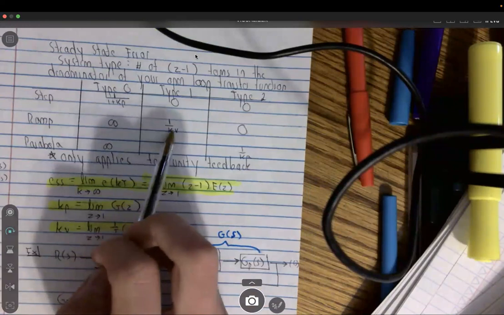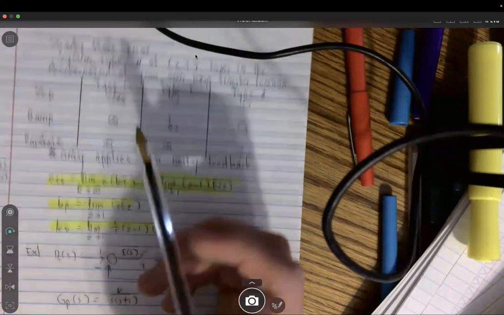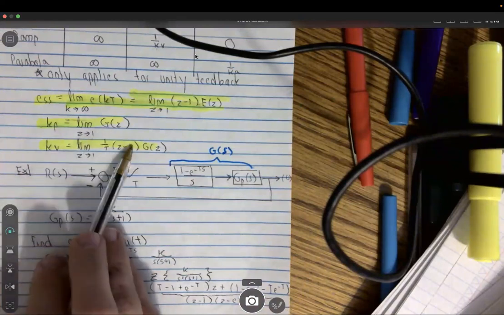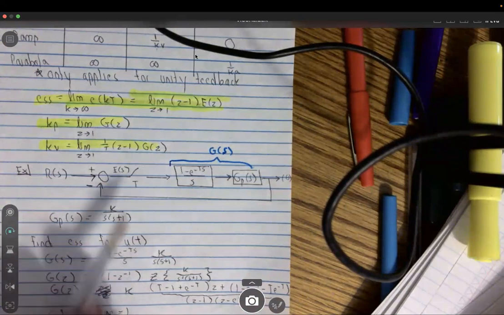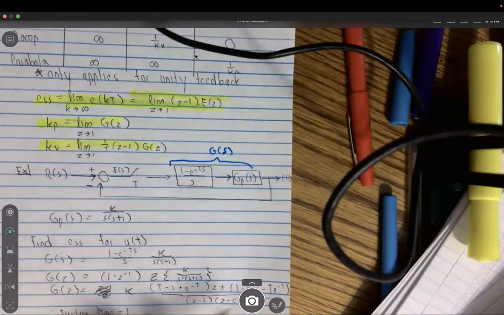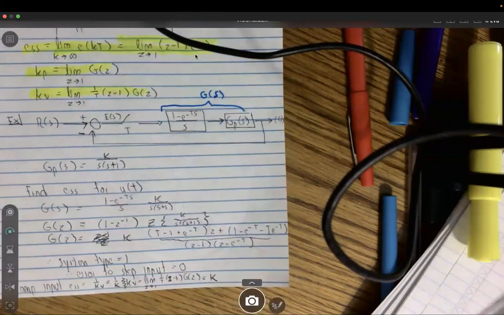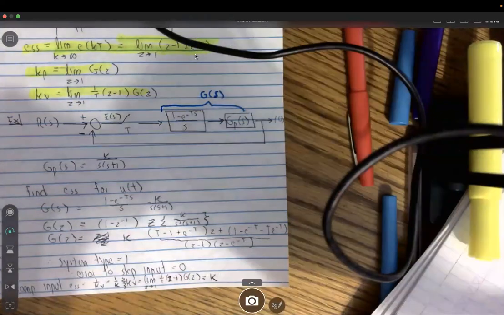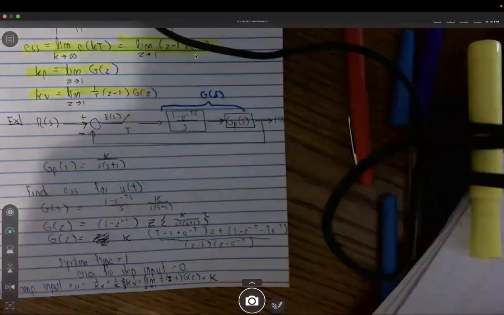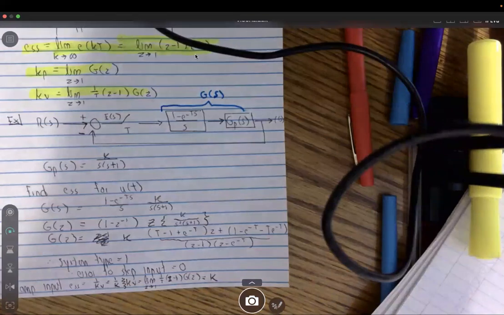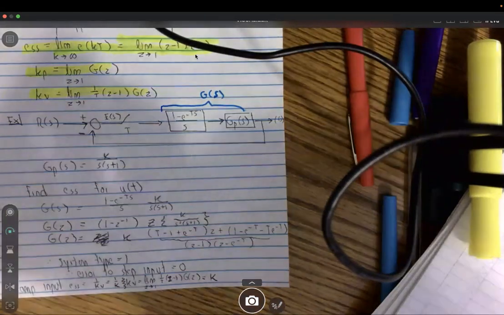Just plugging all that in, you can find the error to the step input because it's type 1 here, and the error to the ramp input would be 1 over kv. Solving for kv, if you multiply by z minus 1, this cancels in the denominator, and then you have 1 over T, and when you plug it in specifically, you get k. So 1 over k, because your steady state error is defined as 1 over kv, and if kv is equal to k, that's how we solve for this. That's pretty much how you define your steady state error.